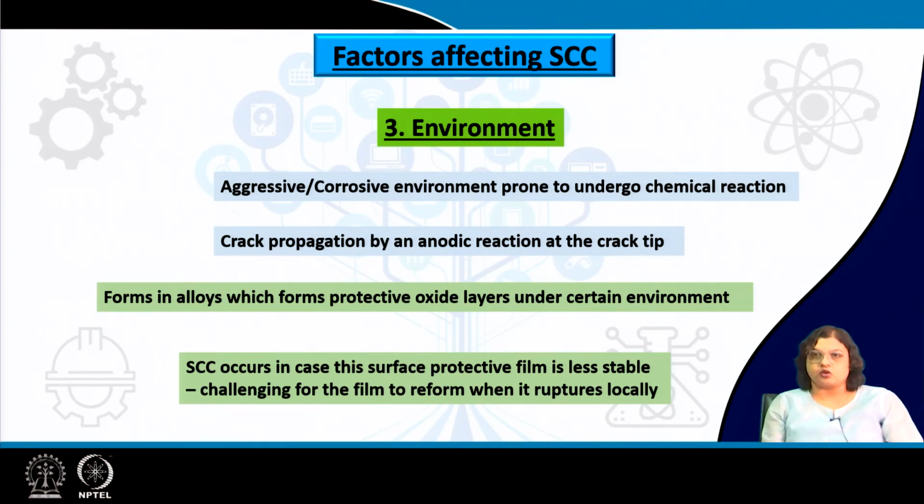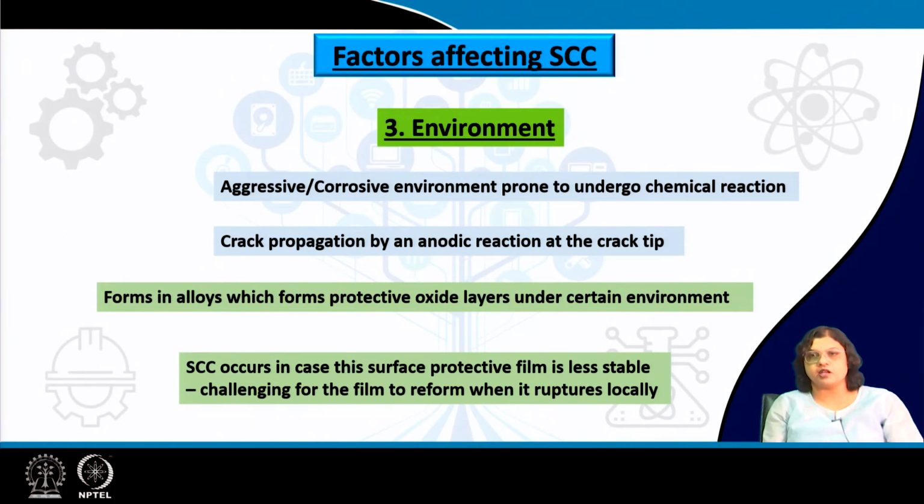As I mentioned, this protective layer is beneficial to restrict the corrosion, but in case this protective film is not stable enough, then there will be a challenge for the film to reform. In case it ruptures locally because of the presence of stress, it again has to reform, then only can it continue helping in arresting the corrosion reaction. If not, then the corrosive media will percolate through this ruptured film, and that will lead to further corrosion even in the interior of the component.